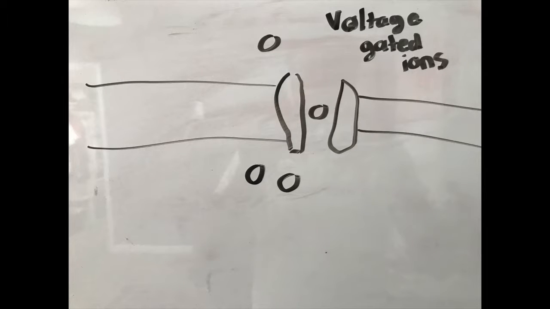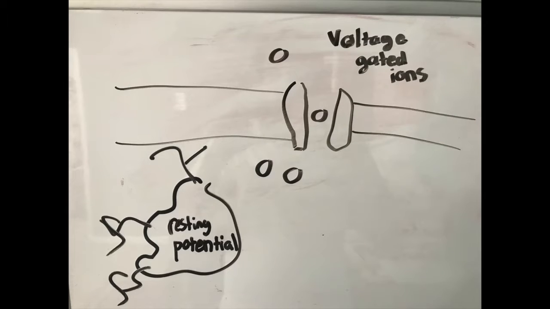Voltage-gated channels open and close depending on the electrical charge surrounding them. When a neuron is at rest, a charge difference is maintained between the inside and outside. Resting potential is the charge difference in the interior and exterior of the cell. Resting potential is maintained using sodium and potassium channels and sodium and potassium pumps. Resting potential is at a charge of negative 70 millivolts.